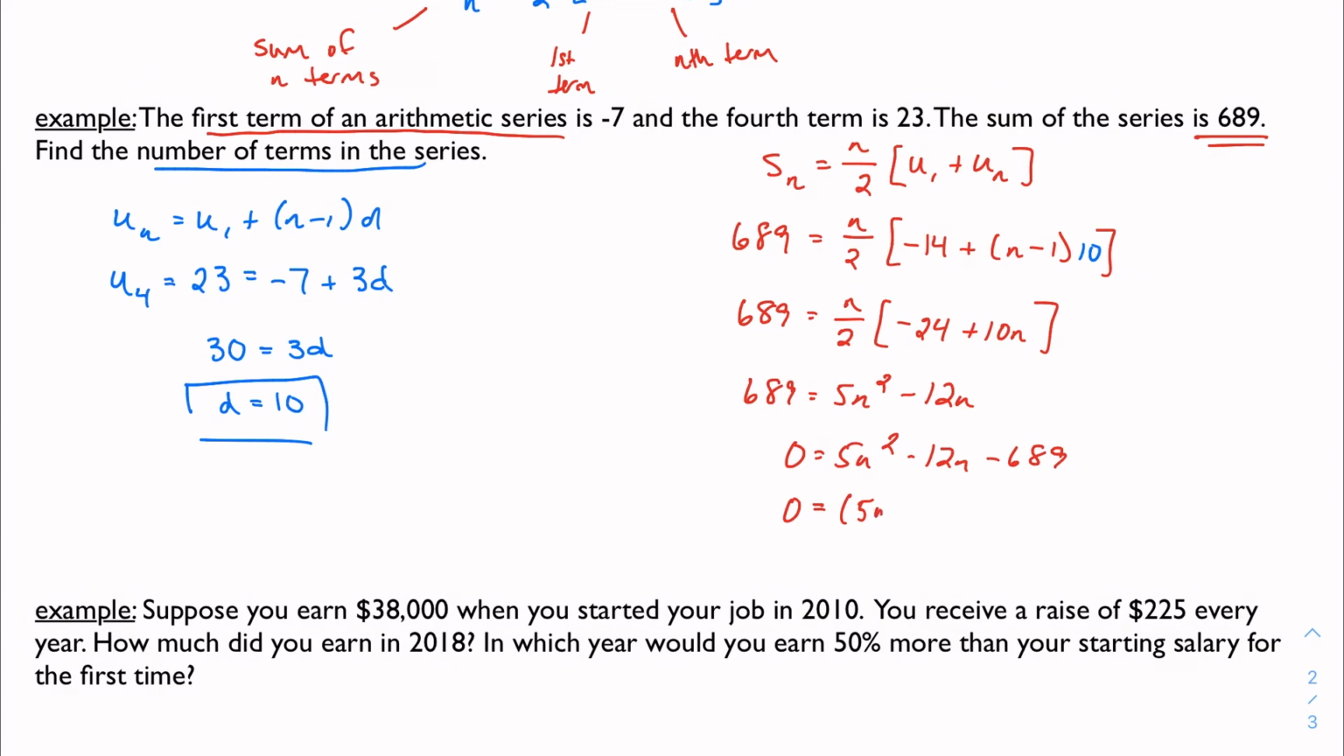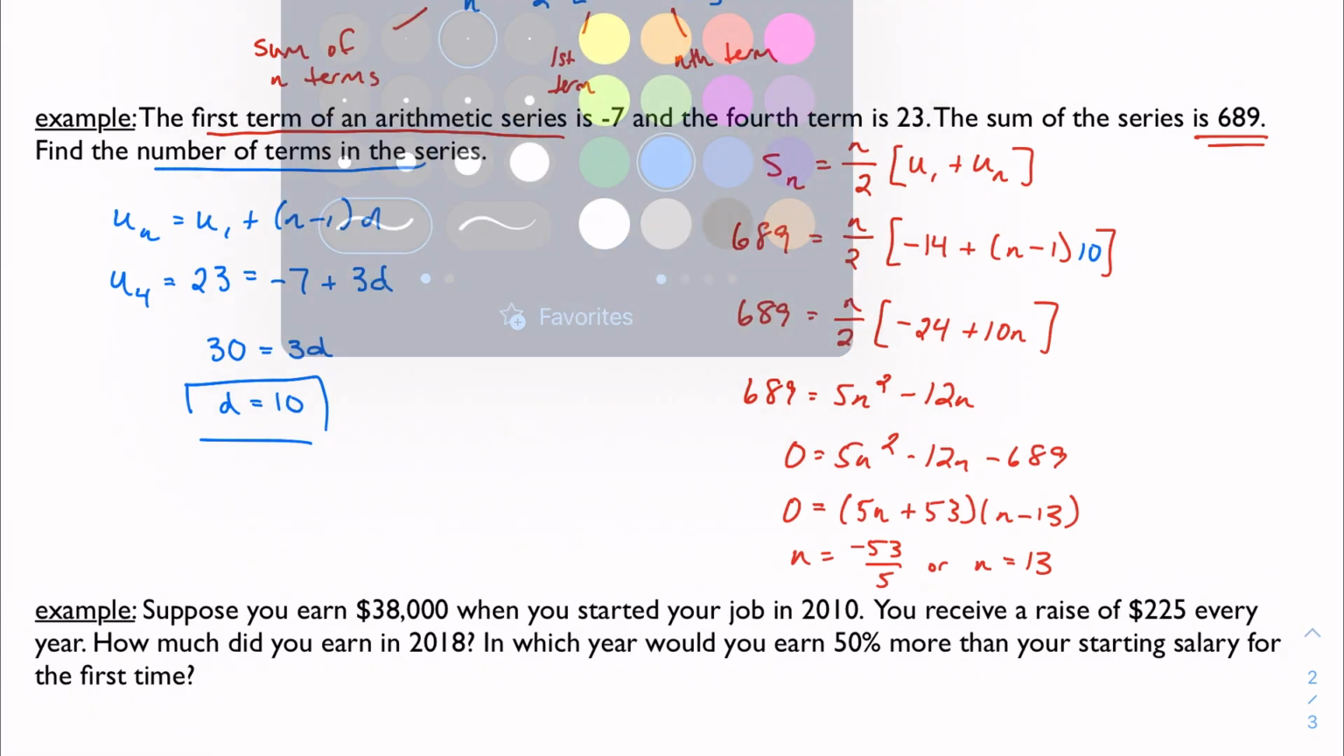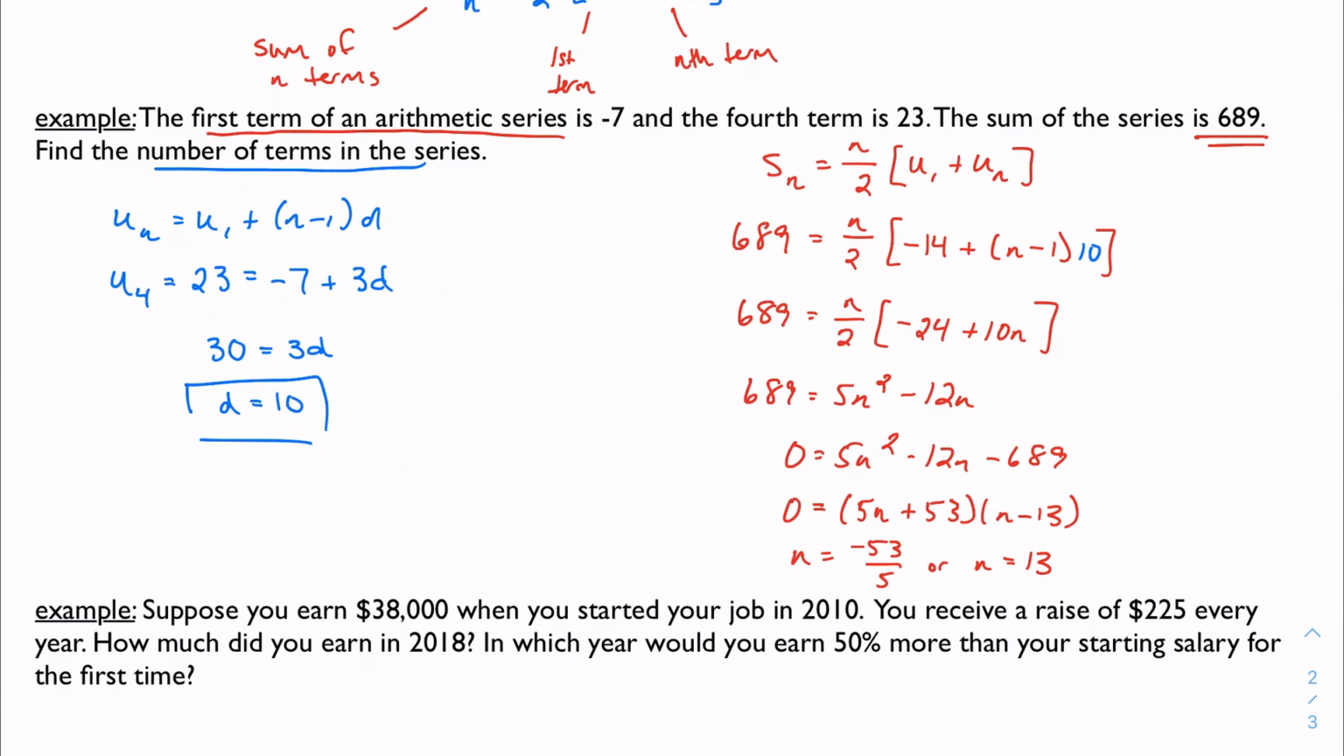So this is going to factor down into 5n plus 53 times n minus 13. Well, then I'm going to get n equals negative 53 over 5, or n equals 13. So the question becomes, which one do I pick? Well, I want the number of terms in the series. I can't have 53 over 5 terms in the series because I need to count the number of terms in the series. So we can eliminate that one. n must be 13 because n must be a natural number, which is really just another way of saying the positive integers.